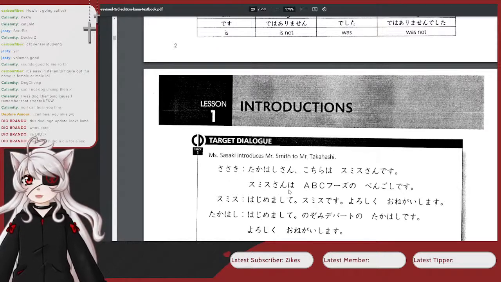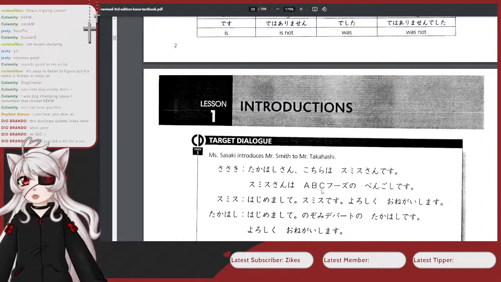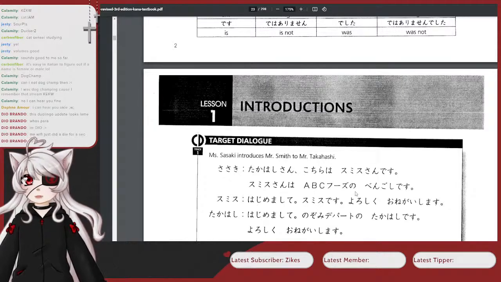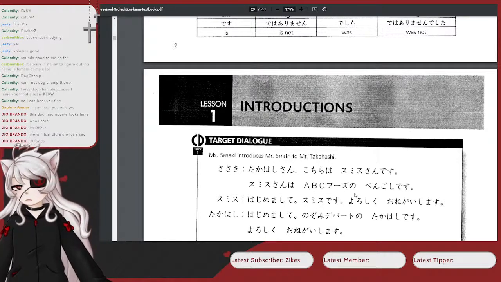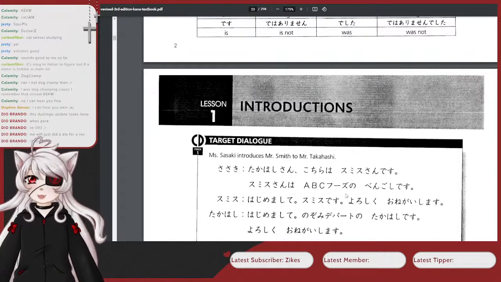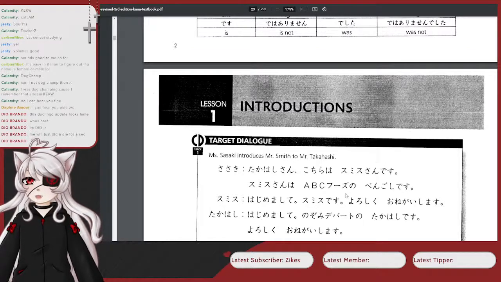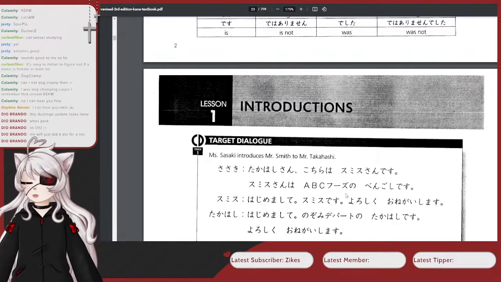Smith-san wa ABC Foods no food. Yes. Please tell me you ate and you're not just gonna be like, food match?